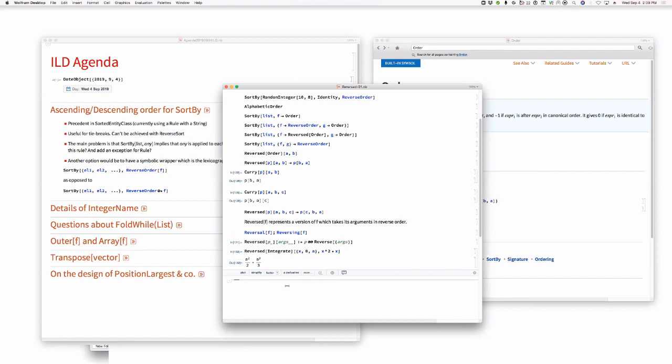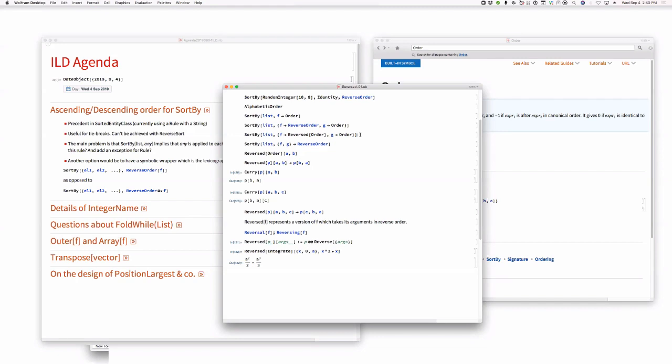Fine. All right. Well, this sounds good to me. This is kind of cool, actually. So then this is the form that we would do for sort by. And for sort, it would just say sort of list, comma, reversed of order. Correct.